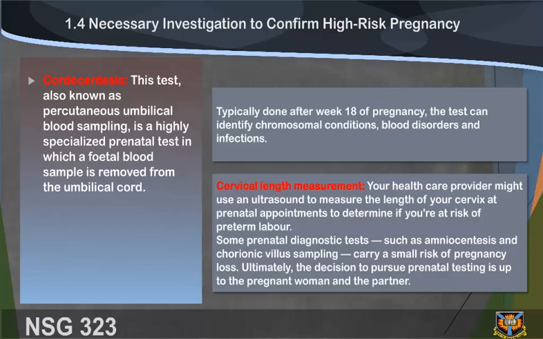Cervical length measurement. Your healthcare provider might use an ultrasound to measure the length of your cervix at prenatal appointments to determine if you are at risk of preterm labor. Some prenatal diagnostic tests, such as amniocentesis and chorionic villus sampling, carry a small risk of pregnancy loss. Ultimately, the decision to pursue prenatal testing is up to the pregnant women and the partner.